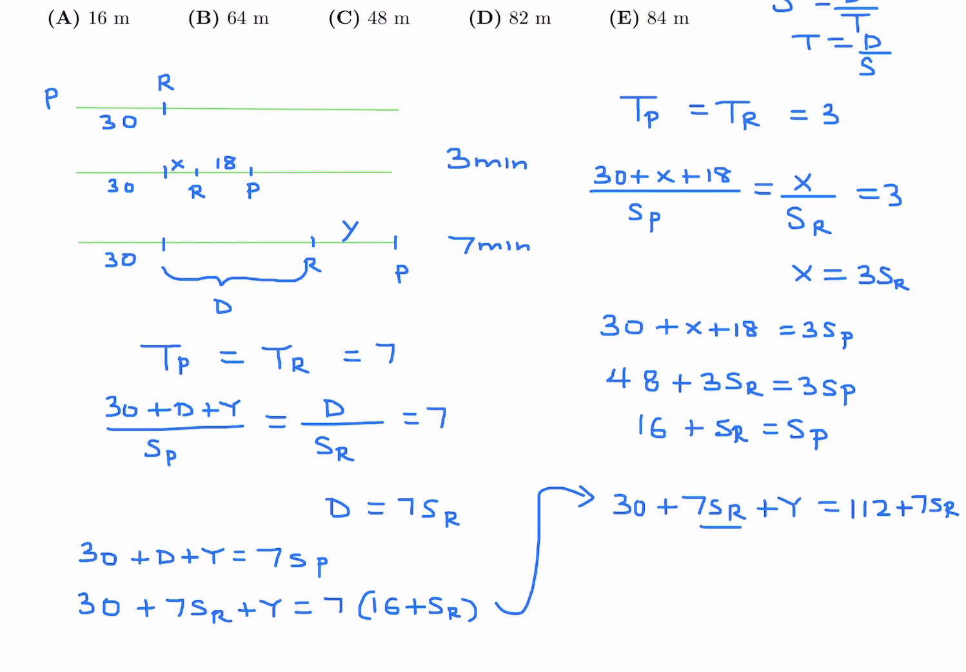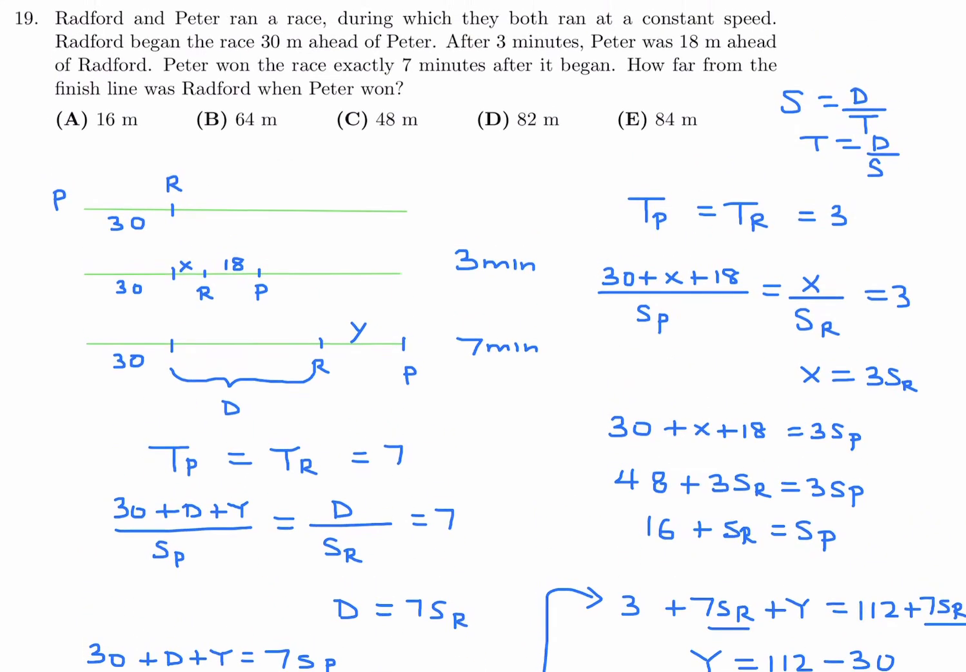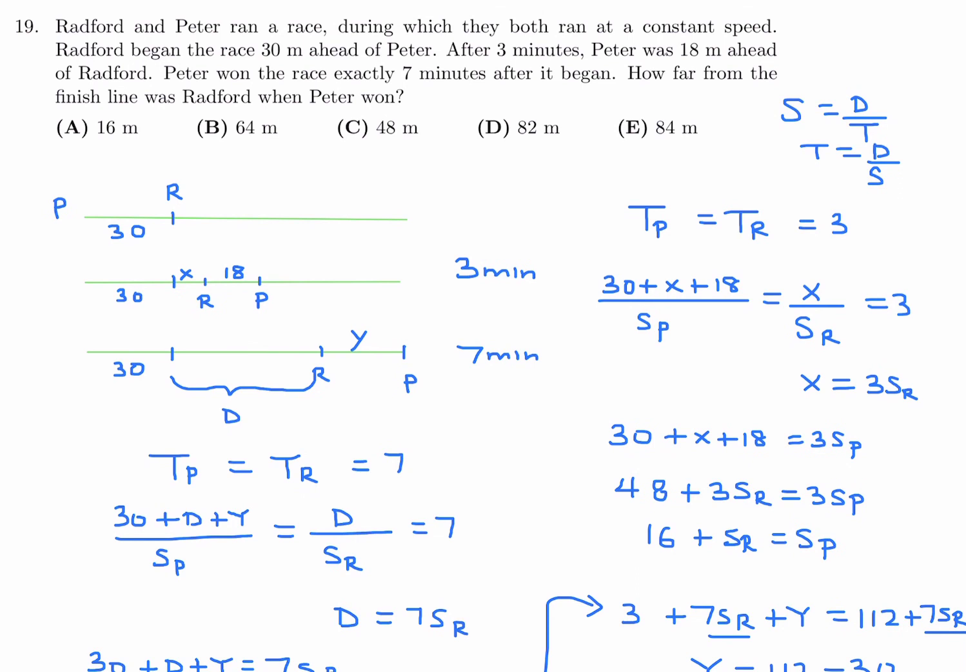Okay, well, the 7SRs in a very nice way cancel out, so Y is equal to 112 minus 30, and that means Y is equal to 82. So 82 is the distance that Radford is behind Peter when Peter wins the race, because that is what Y represents. So number 19, the answer is D.